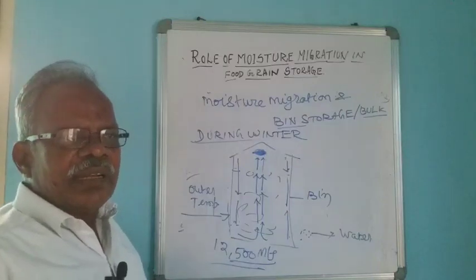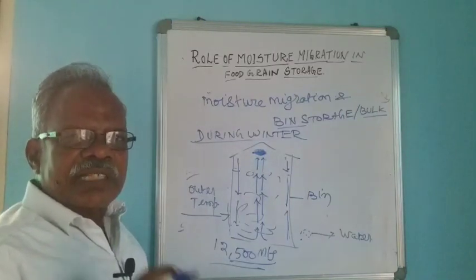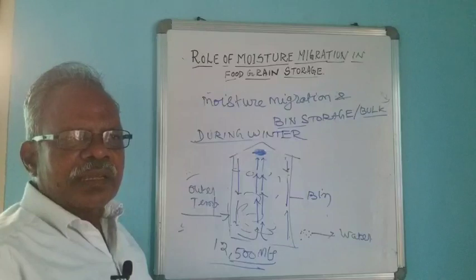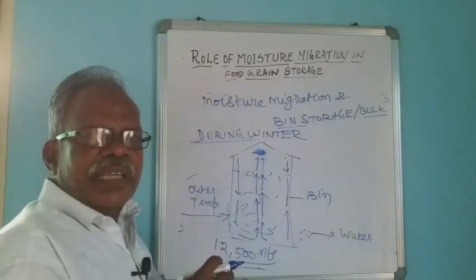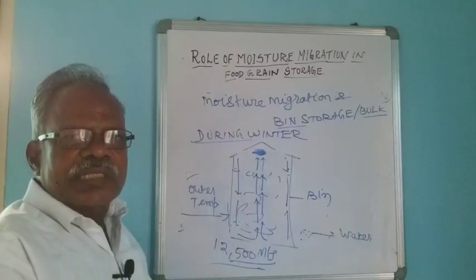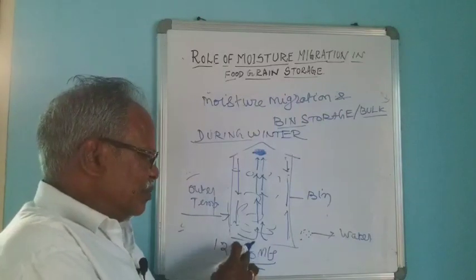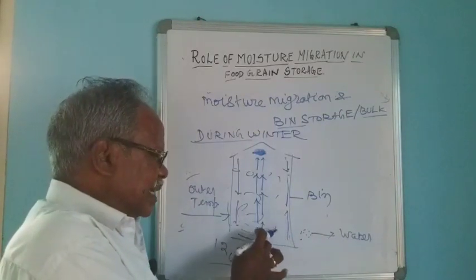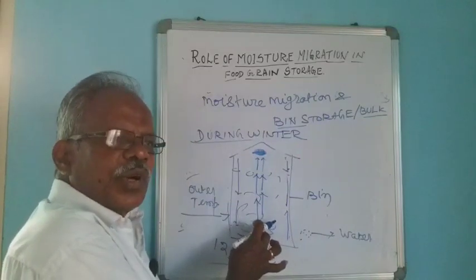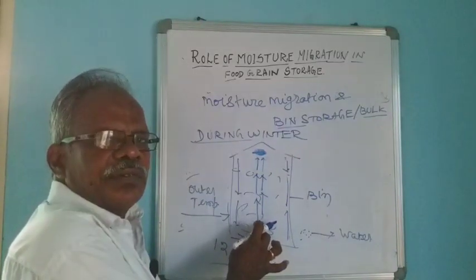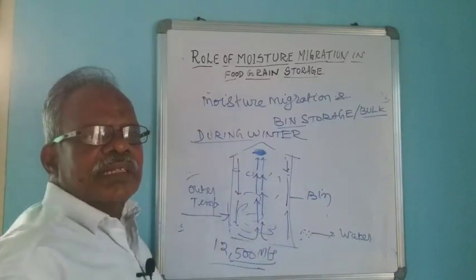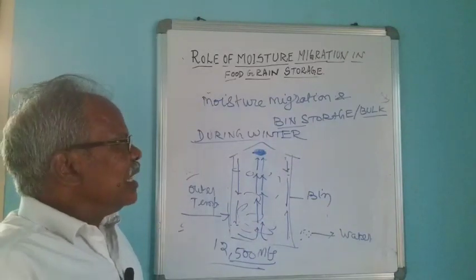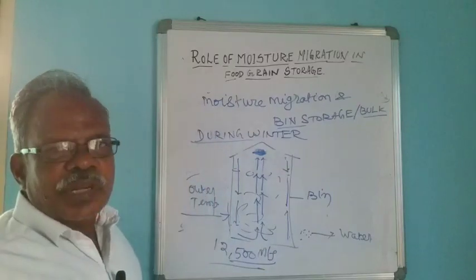So during winter, if moisture migration happens inside the bin, the damage may occur in the top of the bin. During summer, due to moisture migration, the center of the core of the stock will become damaged due to moisture condensation. This is with regard to moisture migration in bin storage.